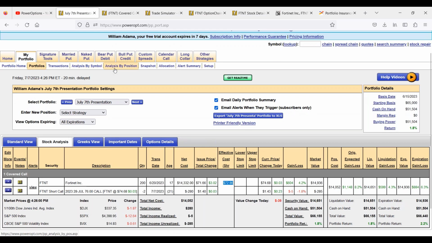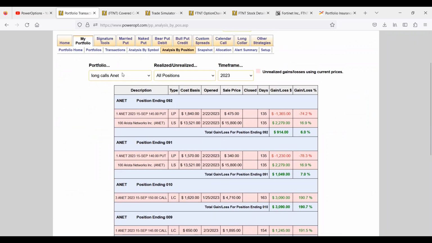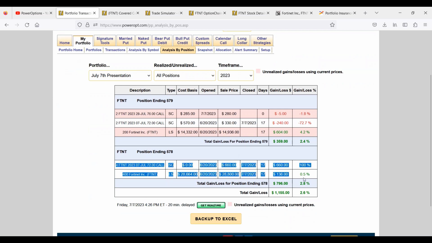So once again, if we go to analysis by position, and we go to our July 7th presentation, there's the Fortinet position we closed for Doug using the exercise assign feature for the proper way to calculate or record, my apologies, being assigned. And here is our new covered call position. We took a loss of 240 on that initial sold call, but generated another 280 in premium to open the July 76 call. We're still at a profit of 2.4% if we liquidated everything right now, but we're going to hold on to this and see what happens within the next 21 days.